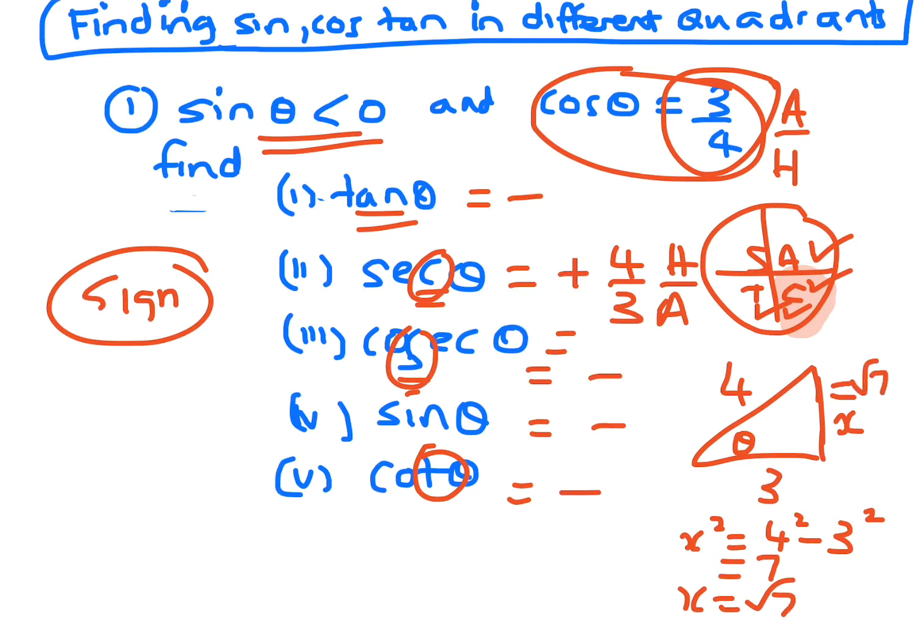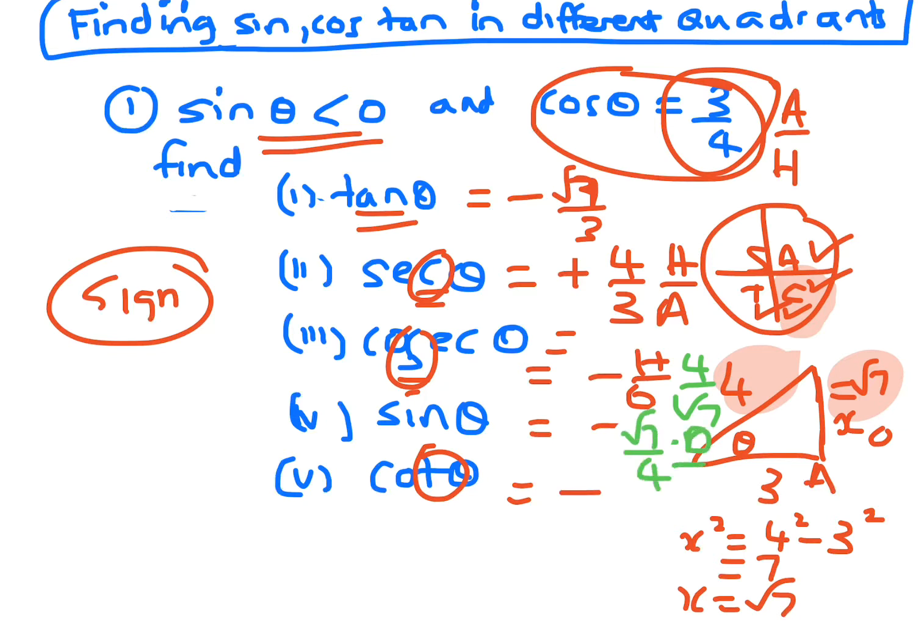So when you're finding these, tan theta is opposite on adjacent. So that would be root 7 on 3. Sec theta, hypotenuse on adjacent. Cosec theta, that would be hypotenuse on opposite. So the hypotenuse is 4 and the opposite is root 7. So that means that would be 4 on root 7. All right. And when we're looking at sine would be root 7 on 4 because it's opposite on hypotenuse.